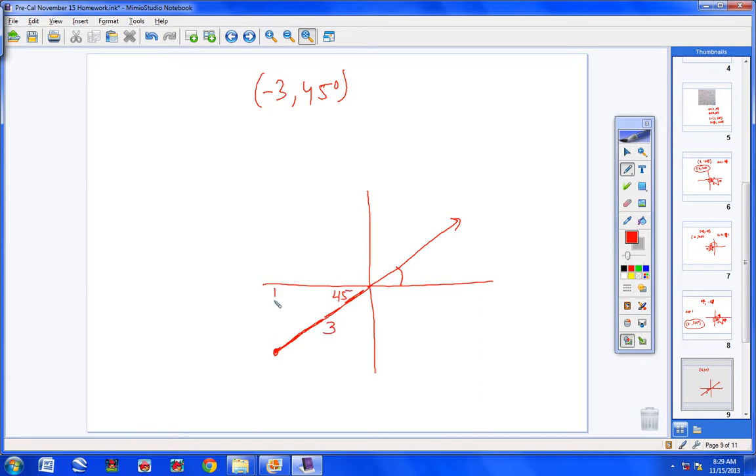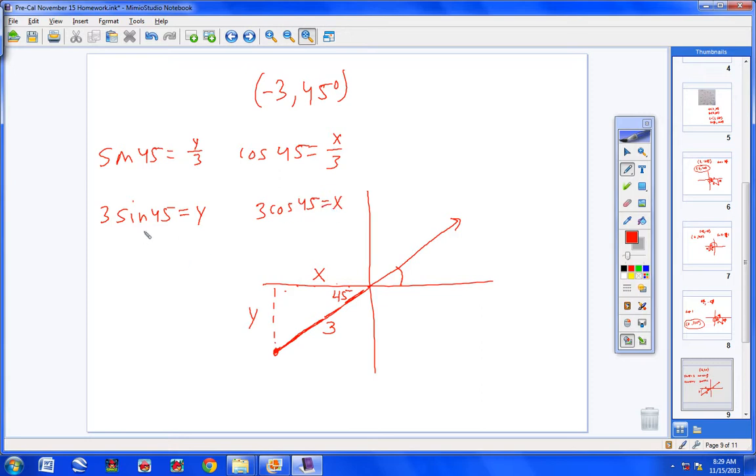So if I want to find the rectangular coordinates, all that I have to do is find out how far over I am here, x, and how far down I am, y. And that's really easy to do. Remember, the sine of 45 degrees would be opposite over hypotenuse, so y over 3, and the cosine of 45 degrees would be adjacent, which is x, over hypotenuse 3. So multiply both sides by 3. 3 sine 45 equals y. Multiply both sides by 3. 3 cosine of 45 degrees equals x.